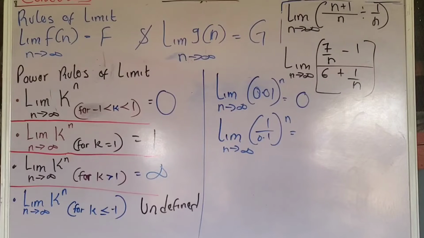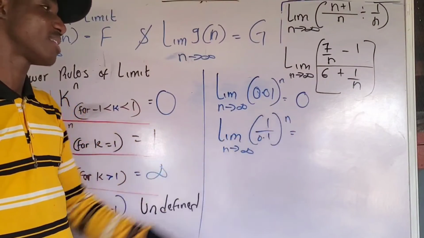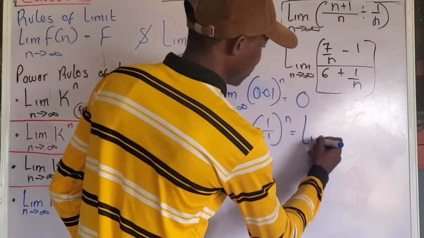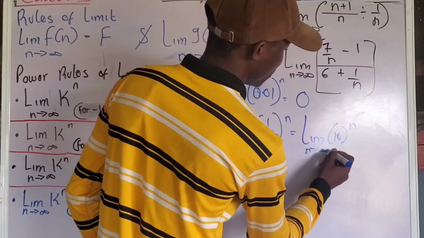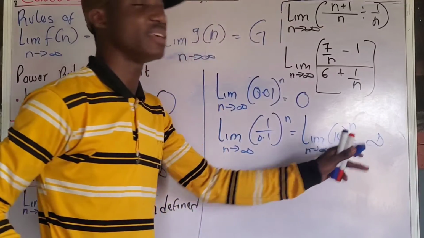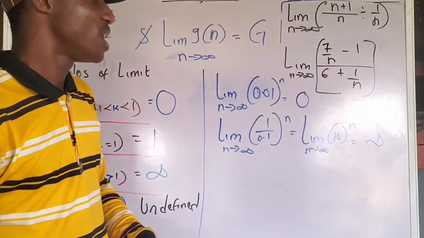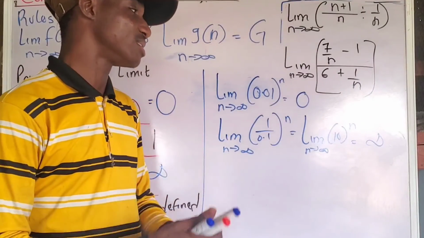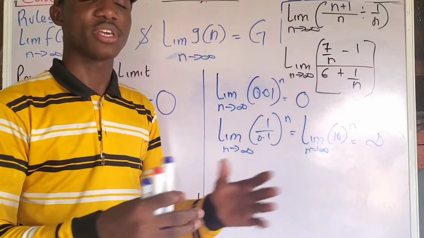And the reason is because 1 over 0.1 is what? It is 10, you understand? You're going to have the limit of 10 raised to the power of n. Let me write it. You're going to have the limit of 10 to the power of n as n tends to infinity. Now, the answer will be infinity because as the value of n increases, the function also increases. You understand? Now, if the function increases as the value of n increases, that means that this kind of function diverges. And this kind of limit is also called an infinite limit.